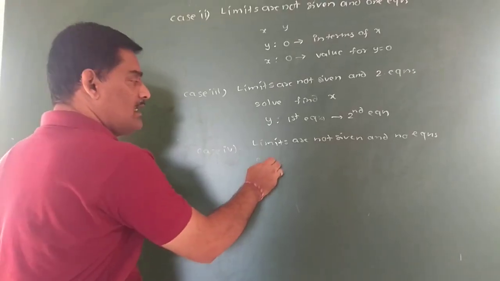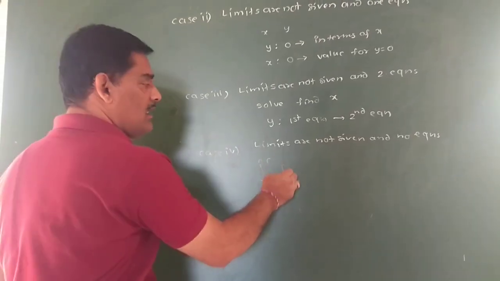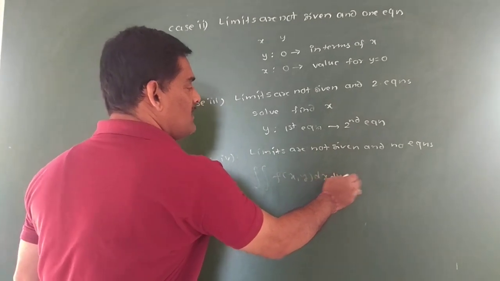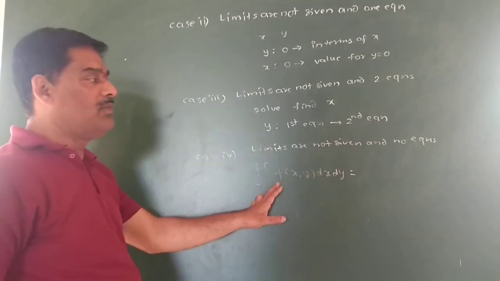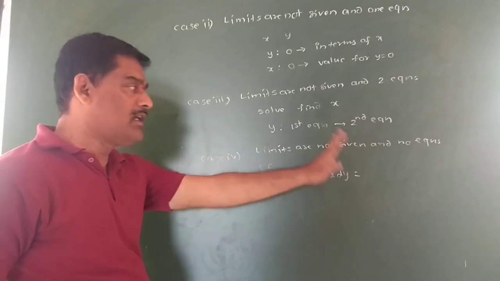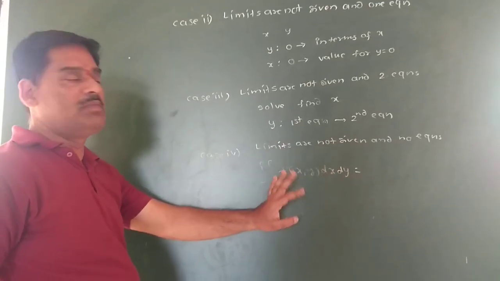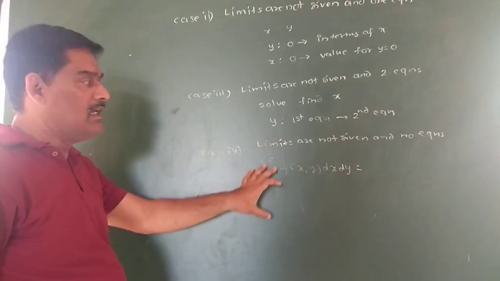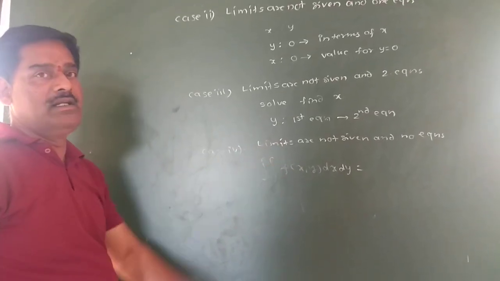General integration means, suppose you have f of x comma y dx dy. This is equal to, first you apply either x integration or y integration, then again you go to the next integration. So apply your general integration procedure in order to calculate that double integration.